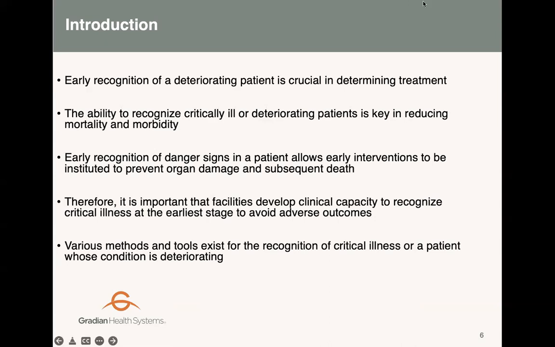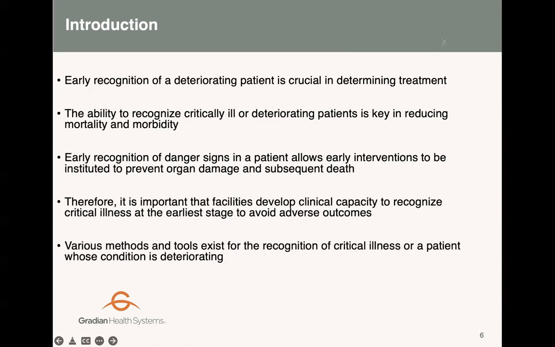And these critically ill patients are very time sensitive. So there is a golden period, some minutes, some hours, within which we can intervene with simple oxygenation, simple fluid resuscitation, or simple transfusion, or other very simple measures that we can do outside the critical care area. We can save the lives of the patients and decrease the morbidity and mortality. So recognition of the critically ill patient, or the patient who is acutely deteriorating, is very crucial, not only for determining the treatment, but also to reduce the morbidity and mortality.